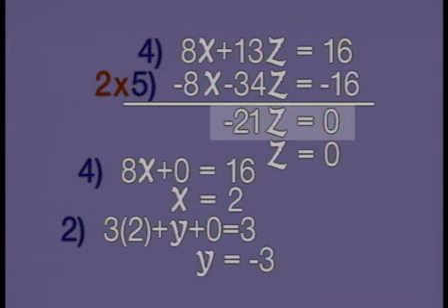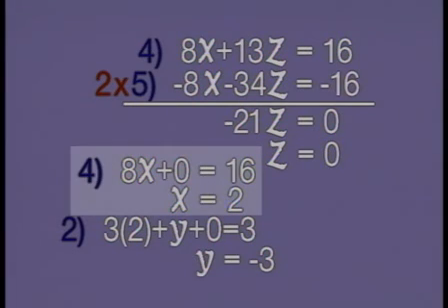It works out really nicely because you can notice that when I divide both sides by negative 21, 0 divided by anything is 0 anyway. So z is equal to 0. Again, 0 certainly is a possible answer, and there's nothing wrong with that. All right, now what are we going to do? We're going to have to solve for the x and then solve for the y. Highlighted on your screen is equation number 4, where we replaced the z with 0. Equation number 4 was 8x plus 13z equals 16. 13 times 0 is nothing, so we have 8x plus 0 equals 16. 8x equals 16. x must equal 2.